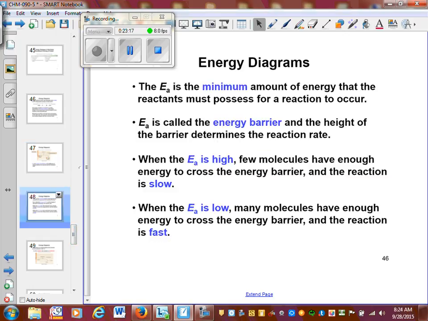So the energy of activation is the minimum amount of energy that the reactants must possess for the reaction to occur. It's called the energy barrier. And the height of the barrier determines the reaction rate. So there's where your kinetics come in. You can imagine the higher the barrier, the slower the rate.